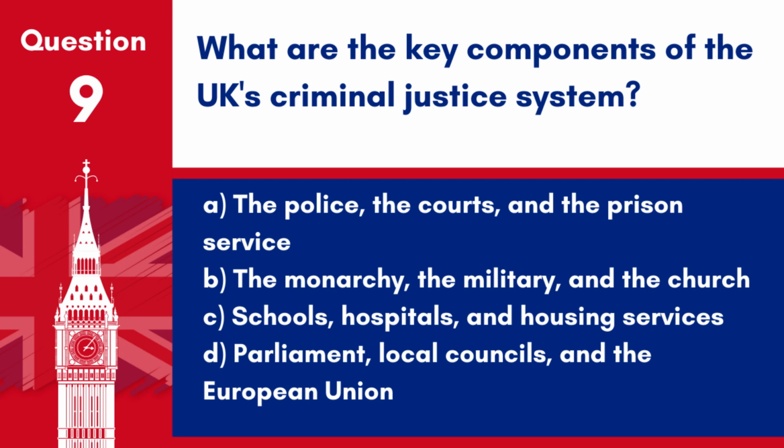Question 9. What are the key components of the UK's criminal justice system? A. The police, the courts, and the prison service. B. The monarchy, the military, and the church. C. Schools, hospitals, and housing services. D. Parliament, local councils, and the European Union.